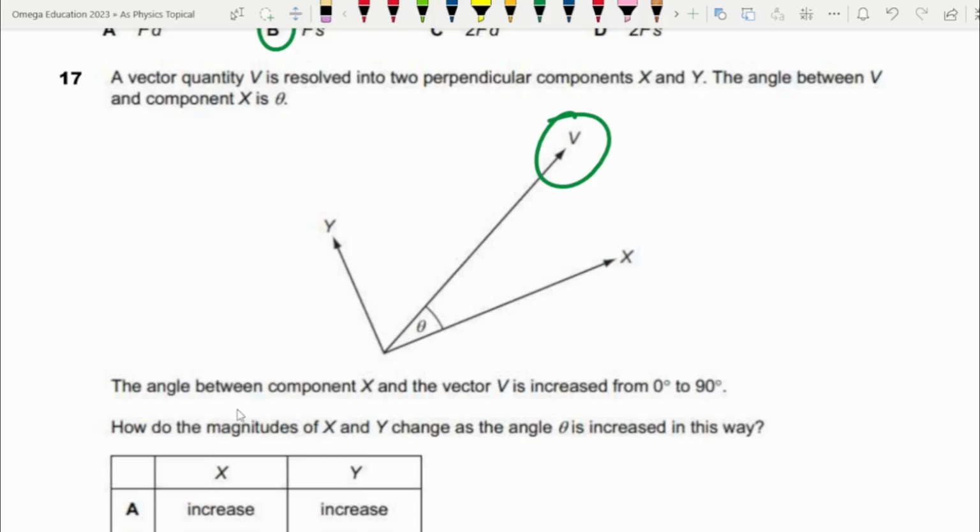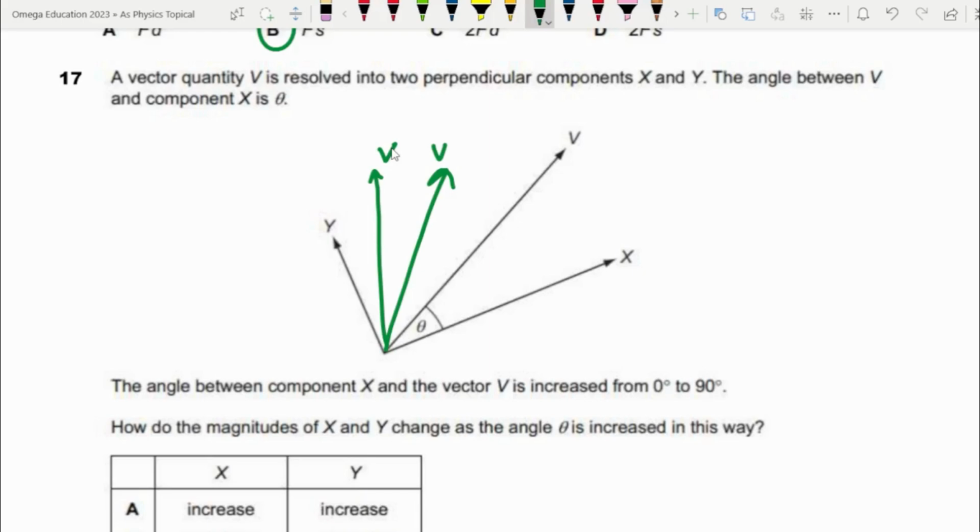So the question is, how do the magnitudes of X and Y change as the angle theta is increased this way? So what you're doing is you're going to increase the vector from here to here, and then probably over here. You keep increasing the angle of the vector. So what happens to the component of the vector in the direction X and Y?